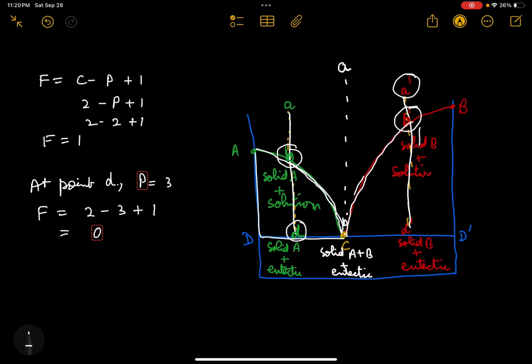There is a special case shown by the dotted line when the system is cooled from point A double dash to point B double dash. On cooling from A double dash to B double dash, no solid separates out until point B double dash is reached. At this point, both the solids A and B separate out simultaneously. Temperature and composition remain constant until the whole system has solidified.